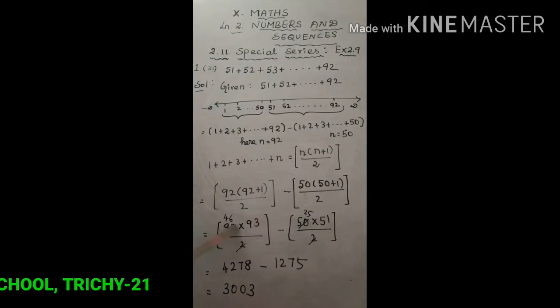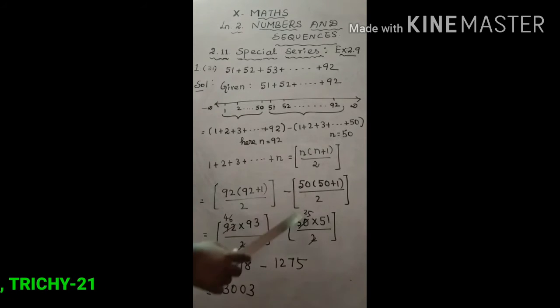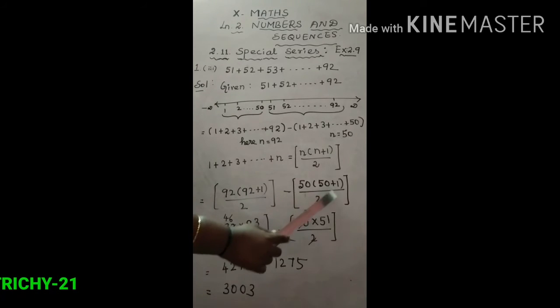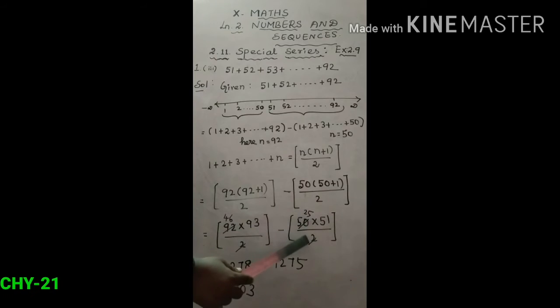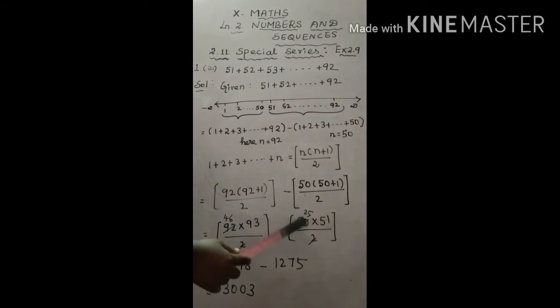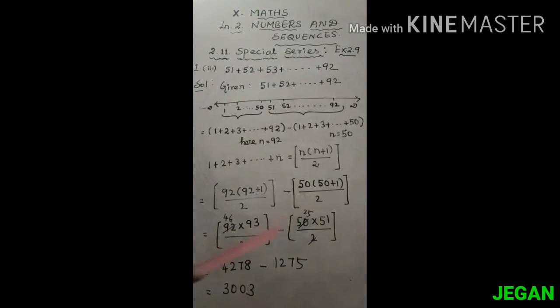Here 92 multiplied with 92 plus 1, 93, divided by 2. 50 multiplied with 50 plus 1, 51, divided by 2. Then 1 2s are 2, 46 2s are 92. Here in this series 1 2s are 2, 25 2s are 50. So the remaining numbers are 46 multiplied with 93, subtract now 25 multiplied with 51.